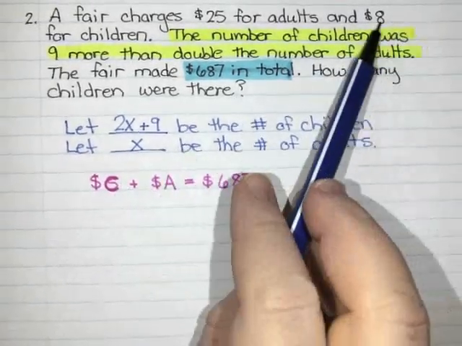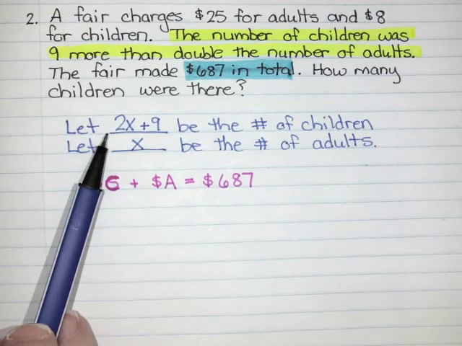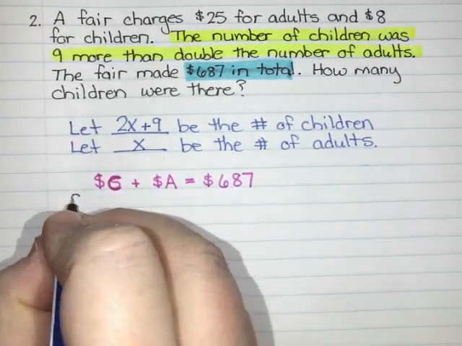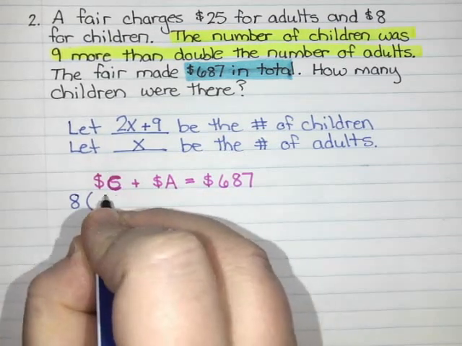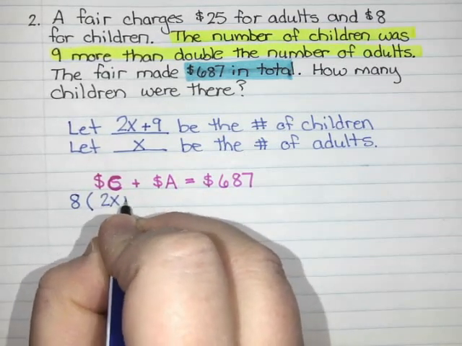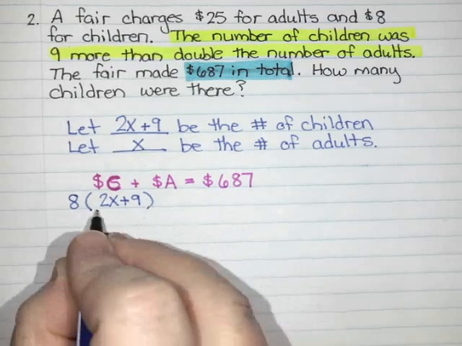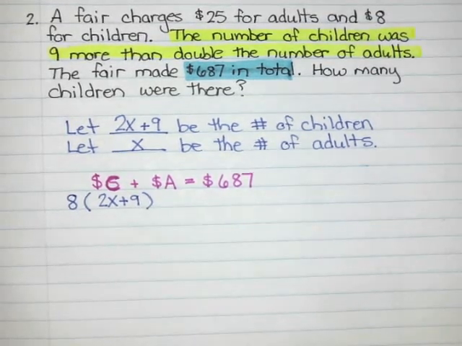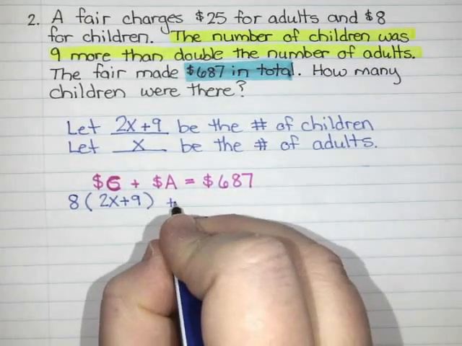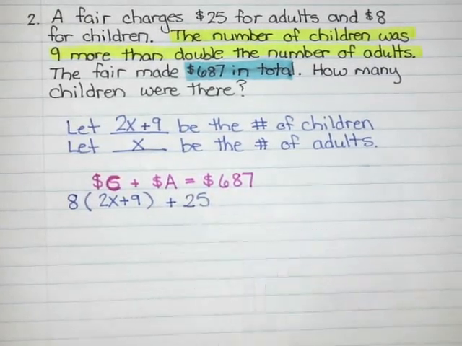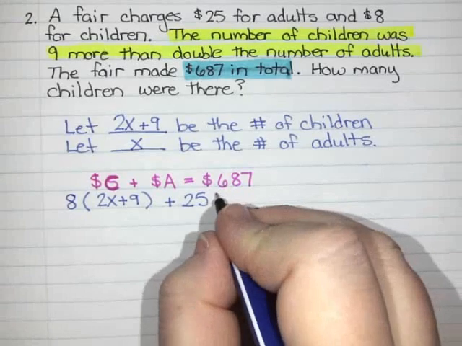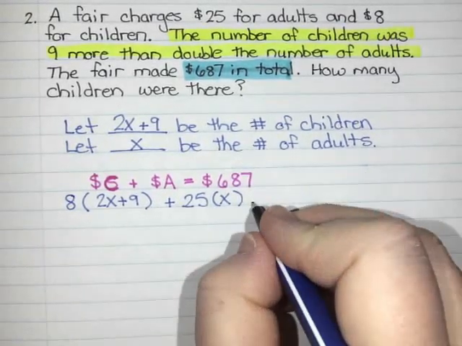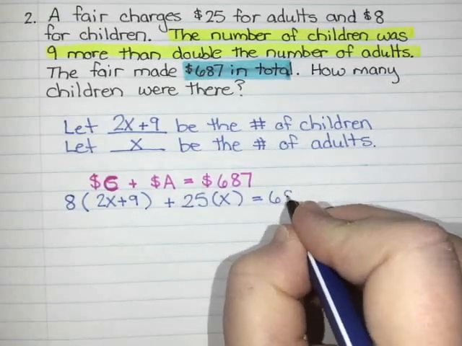So I have to do $8 times the number of children, which is 2x plus 9. So for the number of children here, we're going to do 8 times 2x plus 9. You'll notice I put a bracket around the whole 2x plus 9 to show that the whole thing is being multiplied by 8. Now adults, they cost $25. So I'm going to do $25 times the number of adults, which in our case is x. And then that equals $687.